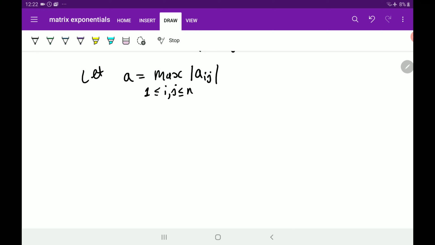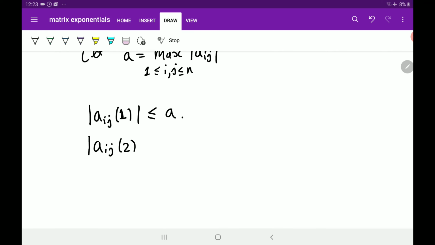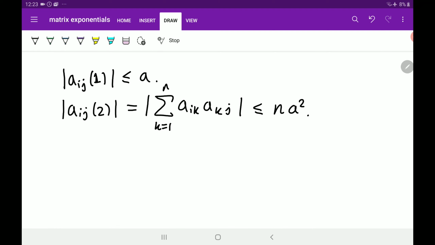So we notice that we can bound each of these guys above by something in terms of a, right? So if we look at aij1, obviously this is bounded above by a. If we look at aij2, this is equal to the sum of aik times akj, which is bounded above by n times a squared, right? Because you can bound each of these guys above by a squared and you're just summing up to n.